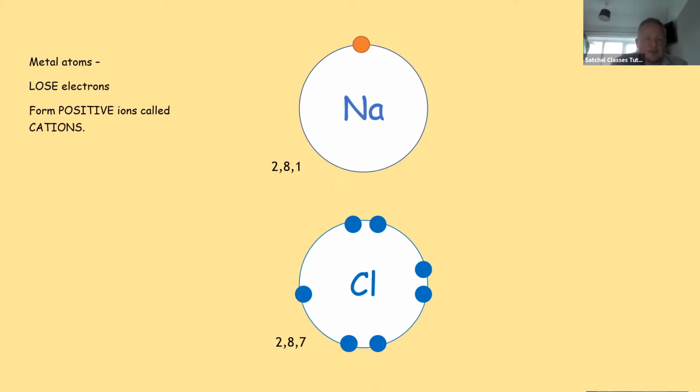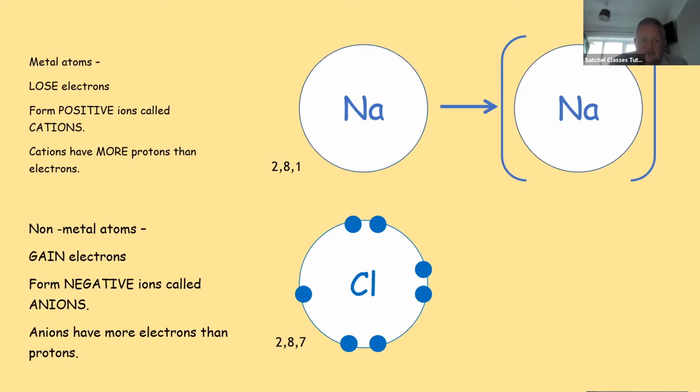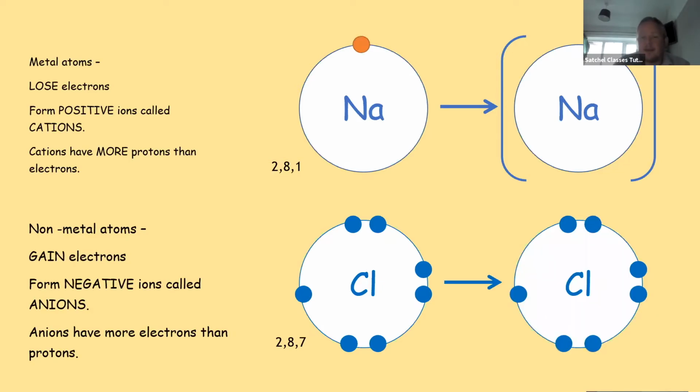It's very important that you remember this terminology because as well as in this part of your GCSE, it will also appear in your electrolysis lectures for your electrolysis and electroplating part of your chemistry GCSE. Cations have more protons than electrons, which is why they are positively charged. Non-metal atoms gain electrons. They form negative ions called anions. Anions have more electrons than protons, and this is why they form negatively charged ions.